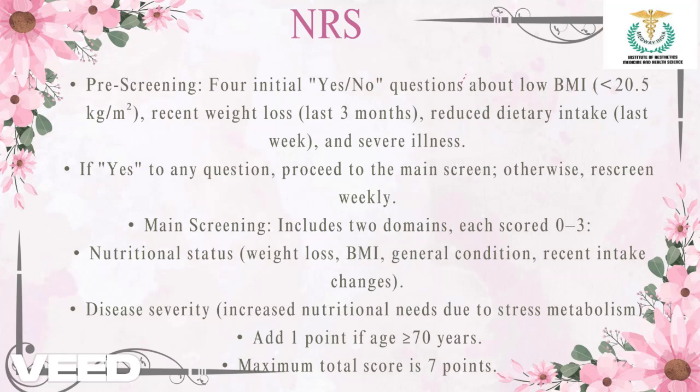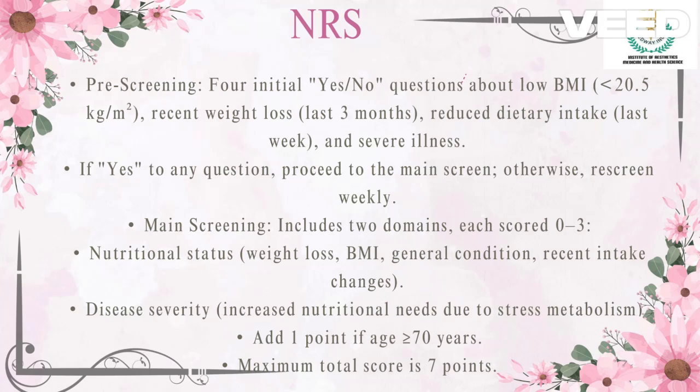Main screening includes two domains, each with three scoring. One is nutritional status, based on weight, BMI, general condition, and recent intake changes, like a 24-hour dietary recall or food frequency questionnaire and all this stuff. And we have to check disease severity, for example, increased nutritional needs due to stress metabolism. We have to add 1 point in all this.